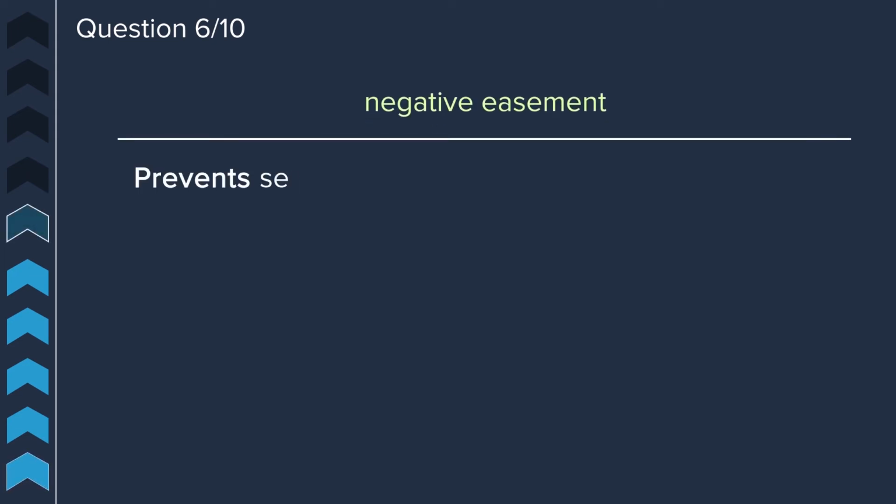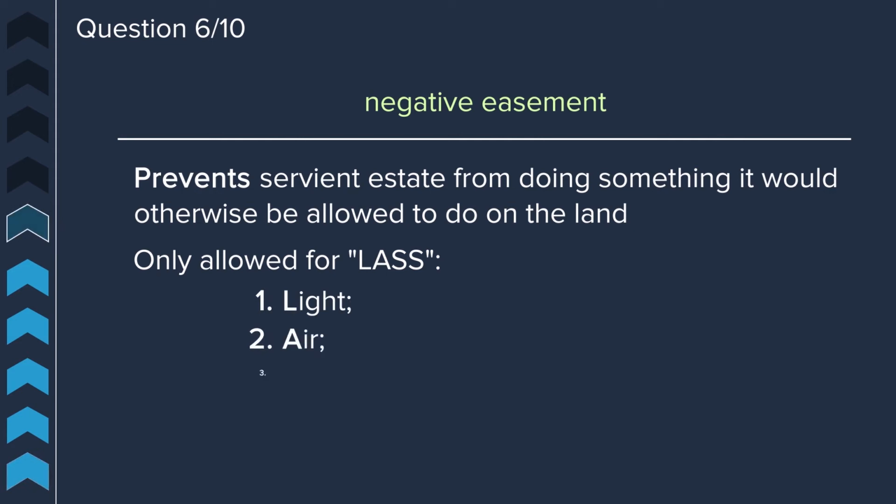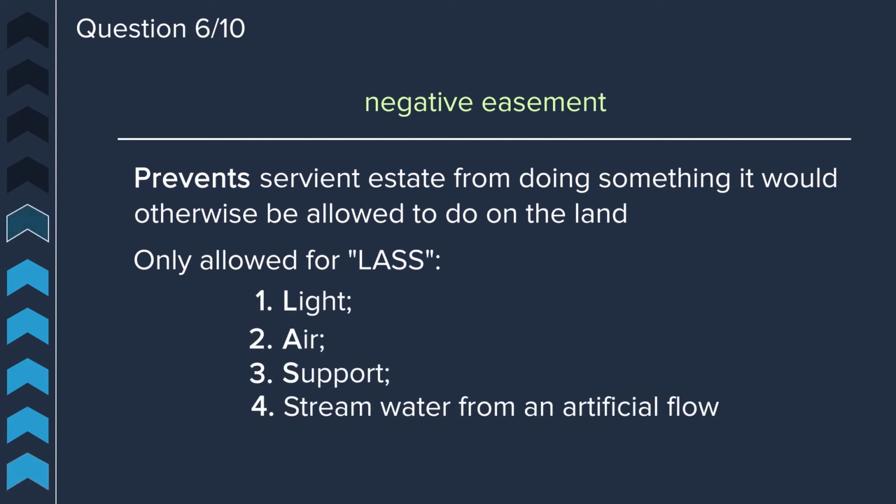Question 6. What is a negative easement? A negative easement prevents the servient estate from doing something it would otherwise be allowed to do on the land. Negative easements are only allowed in very particular circumstances, and you can remember these by the acronym LAS. Negative easements are only allowed if they affect light, air, support, and stream water from an artificial flow.